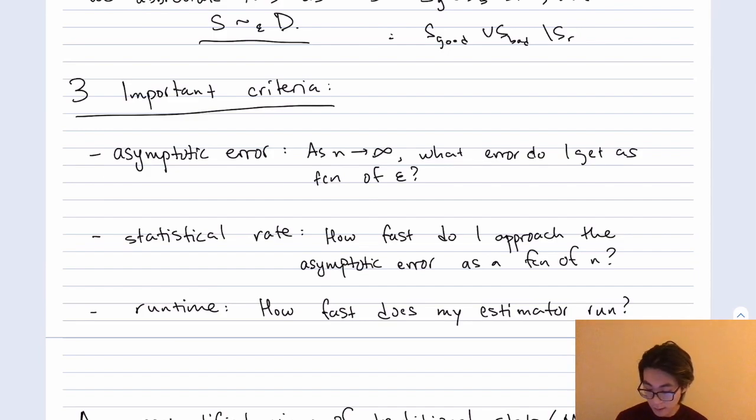Okay, and finally, a slightly orthogonal concern, but I would also say equally important, is runtime, which is simply how fast can I compute my estimator. This is a little bit different, but again, just as important, because no matter what nice statistical properties I have for my estimator, if I can't compute it, it's not going to be very useful for me in practice.